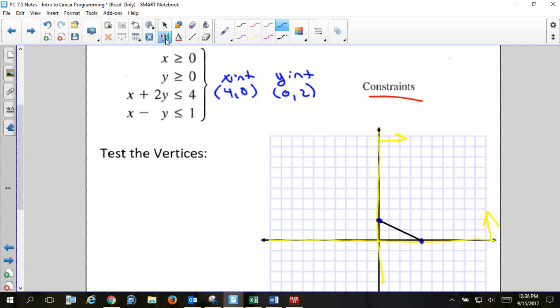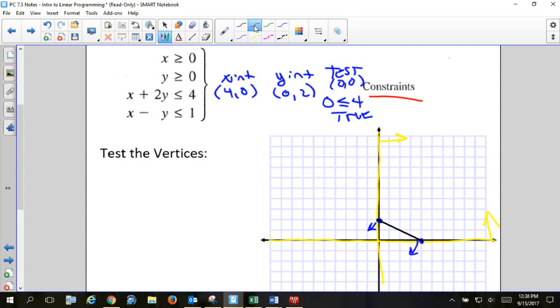Then to find which side is shaded, we test a point. So I'm going to test 0, 0 to see if it works or not. So I plug in 0, 0, and I get 0 is less than or equal to 4, and that is true. So I have to shade this line towards 0, 0, because it's true.